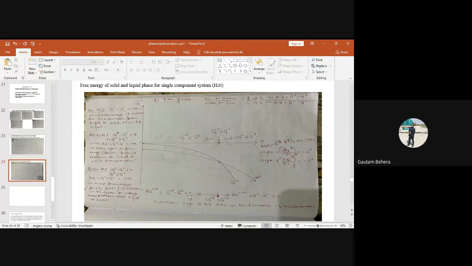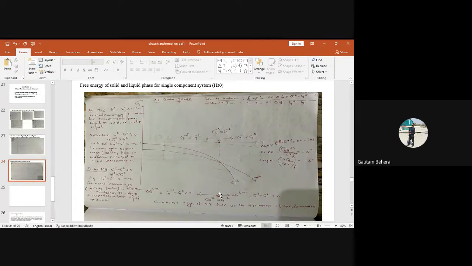So that means delta G is negative, and once delta G is negative, what will happen? Once delta G is negative, it tells about the feasibility criteria. The reaction or the process will happen, right? So solidification will happen, obviously, because delta G is negative. Whenever delta G is negative, the process will happen. That tells about the feasibility criteria, right? So that means liquid will become solid.